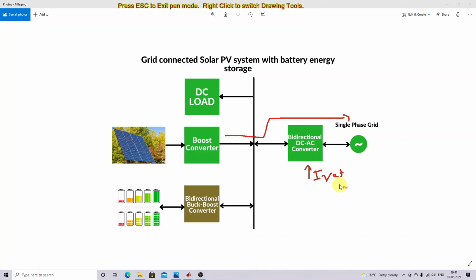And also, whenever the irradiation changes in the system environment, right, during that time definitely there is a change in the solar power, right? During that time the battery is going to supply the power to the DC load as well as supply the power to the grid. So this is the concept we are going to implement in the MATLAB. So let's start with that MATLAB implementation.